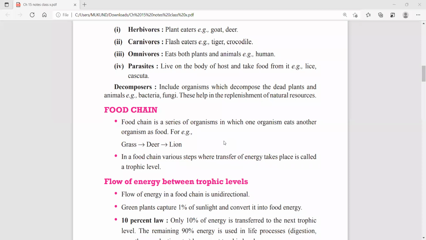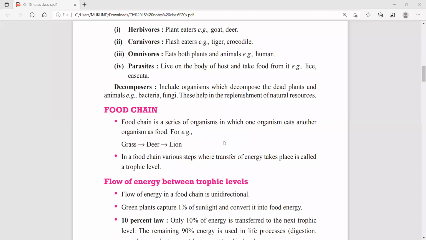In a food chain. Now we are leading towards the most important topic of this, a new topic for you, that is trophic level. What is a trophic level? Trophic levels are the various steps where transfer of energy takes place. We will explain in terms of the energy level, right? Flow of energy in a food chain is unidirectional. This question is very important. You have to do these questions from NCERT. Okay? Clear?